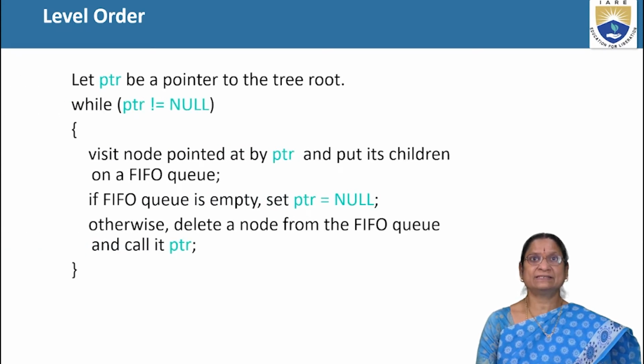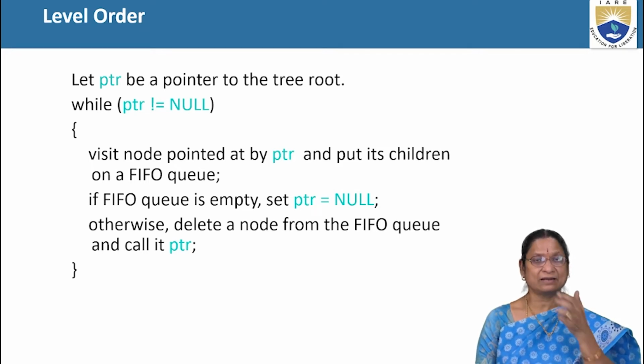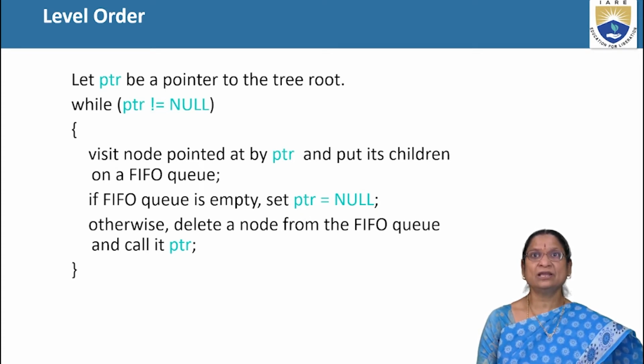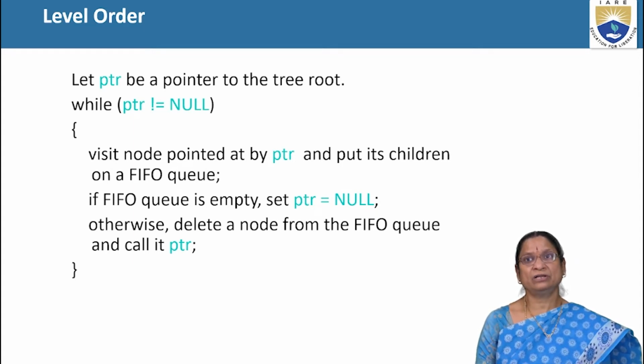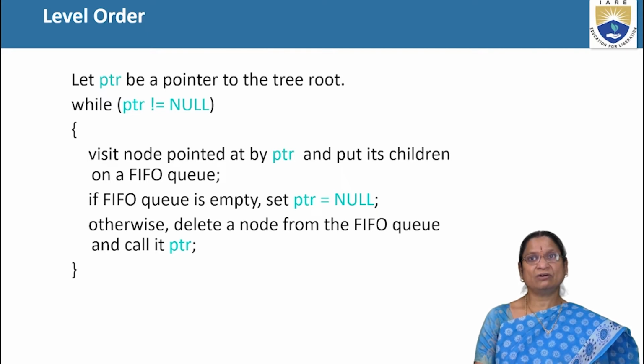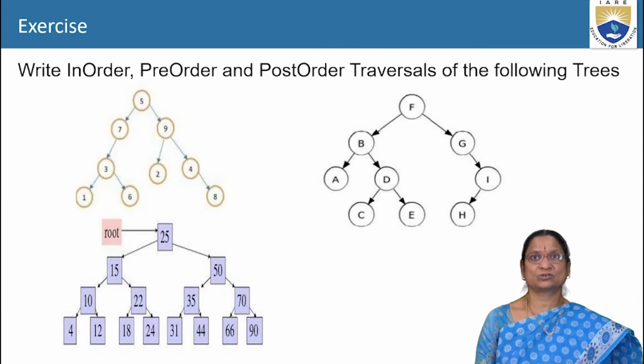Of course, one more order is there. We will call it the level by level order. Level by level means first the root, then the next level elements, and so on. We are going to consider each node pointer and put its children on the FIFO, that is a queue, a first in, first out queue structure. When the FIFO is empty, then the pointer is going to be null. Otherwise, delete a node from the FIFO queue and call it PTR. This is a small level by level order. We will use this level order technique in graph traversal techniques actually.